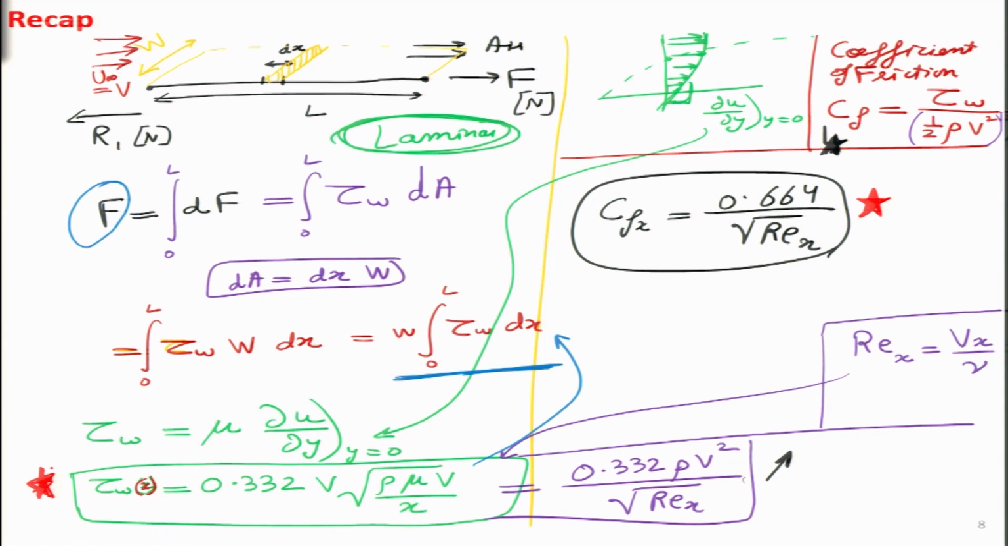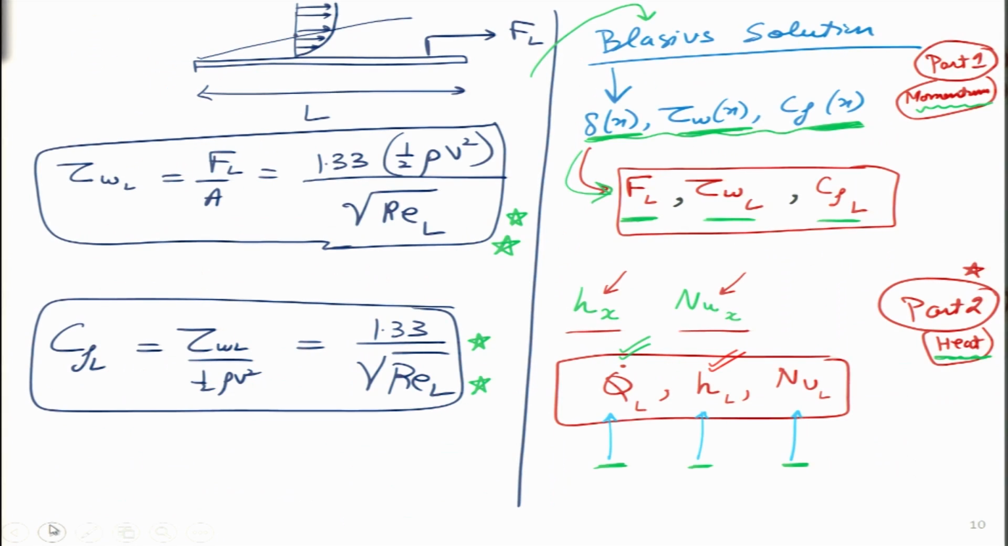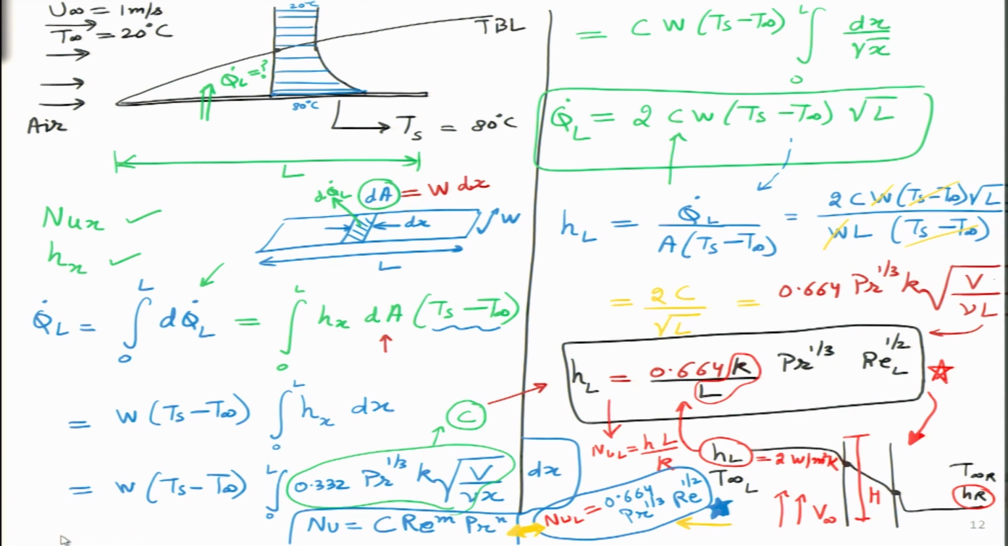Then another thing we found is tau w as a function of x, and then we used Cf as a function of x. Based on this, we calculated the overall values of f, tau w and Cf. I think we completed it over here: overall value of tau w, overall value of Cf. The same thing we then went ahead and did for heat. So, these things were for momentum, and then similar things we used. This is from the Blasius solution. We used them as inputs, and finally we obtained these three outputs over here, q dot L, HL and NuL. So, this was the first part that we looked at today.